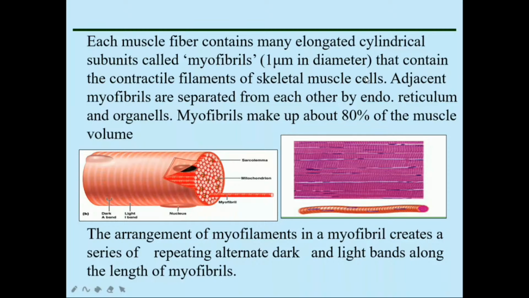muscle cells. The adjacent myofibrils are separated from each other by endoplasmic reticulum, that is the L tubules, and the organelles. So note that inside this myocyte, through the cross section we can see many of these cylindrical subunits. We can also see some mitochondria and the tubules. But note that there is no membrane covering a myofibril. There is no membrane covering this cylindrical structure. The adjacent myofibrils are separated by the intracellular structures like the L tubules, the mitochondria, and so on.